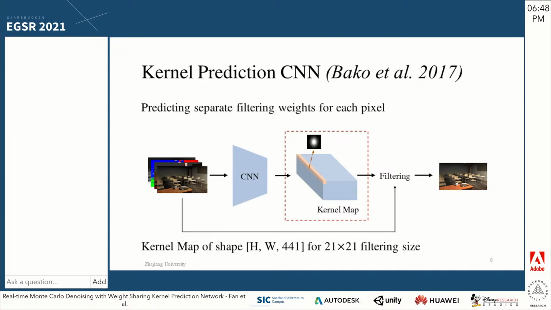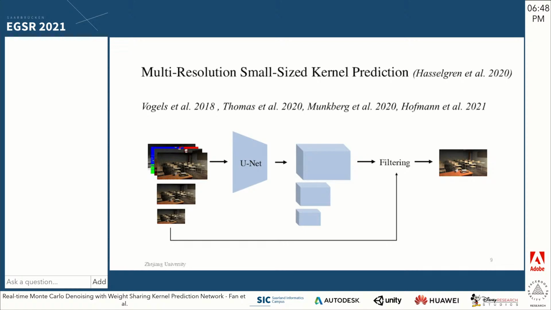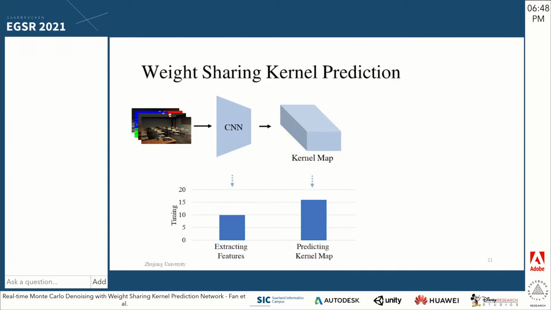One alternative speed-up direction is using a hierarchical architecture to predict small-sized kernels in multiple scales, which can avoid constructing a large kernel map at the full resolution. Still, the heavy unit used in this architecture blocks further exploring the speed limit of the kernel prediction method. Predicting a large kernel map in the last convolutional layer is very expensive. It takes above half of total denoising time for real-time application.